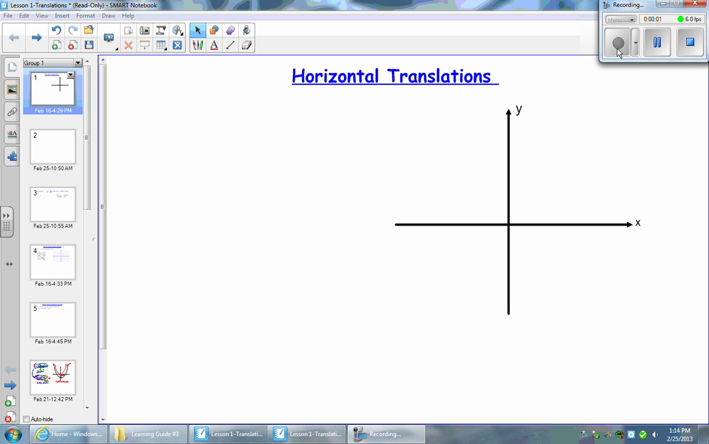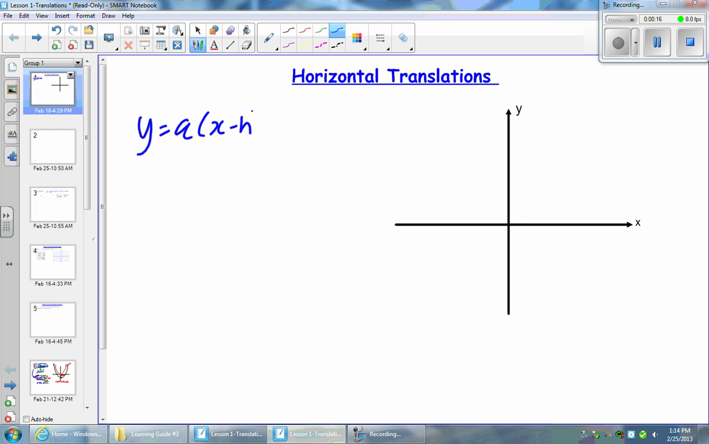All right, in this lesson, I'm going to teach you about the next type of translation, and that is a horizontal translation. And in order to show you what happens in a horizontal translation, I'm going to once again take you back to this function, y is equal to a times (x minus h) squared plus k. All right, so that is a quadratic in vertex form, and it's called vertex form because your h and your k gave you the coordinates of your vertex.